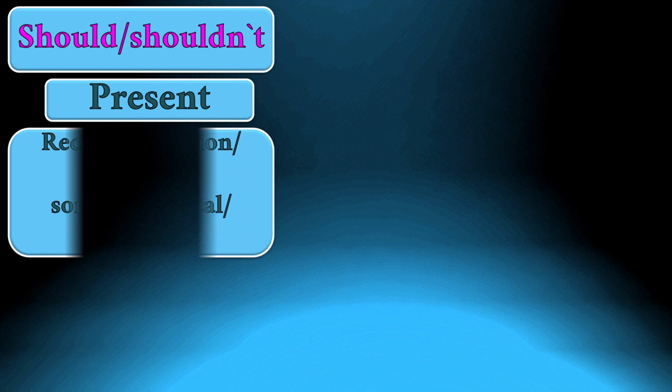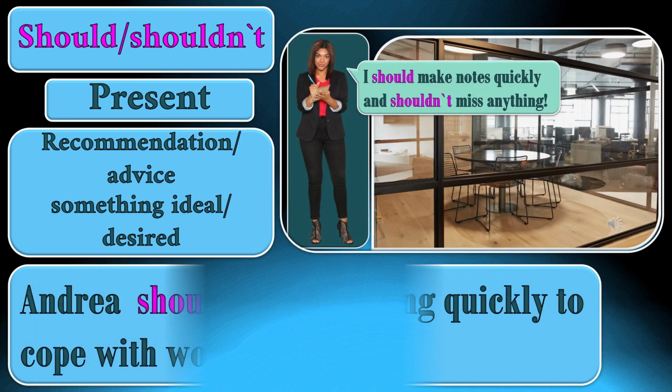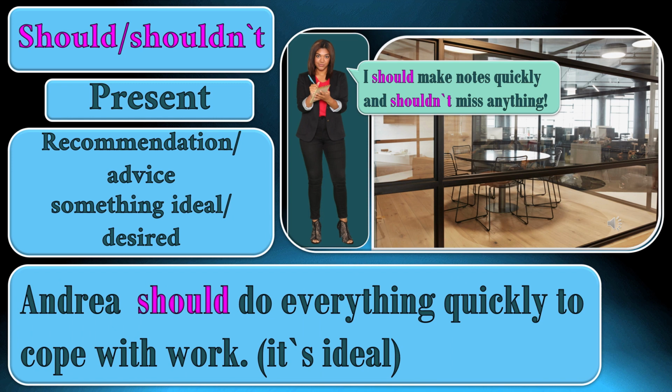A modal verb should and its negative form shouldn't is used to describe present recommendation, advice, ideal or desired situation. Andrea says, I should make notes quickly and I shouldn't miss anything because she knows it's important for her work. Andrea should do everything quickly to cope with work. It's an ideal situation.